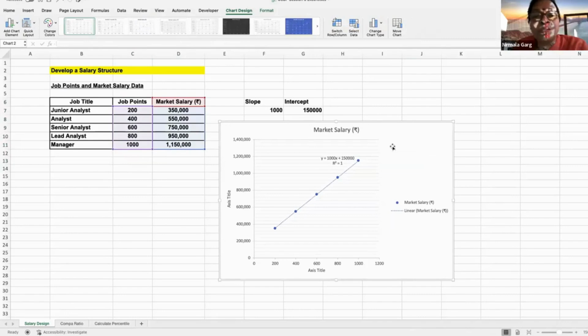So your slope value and intercept value are right, even by the Excel formula, and even by the graph formula. Now, what will you do? What is the formula to calculate the salary of the junior analyst?